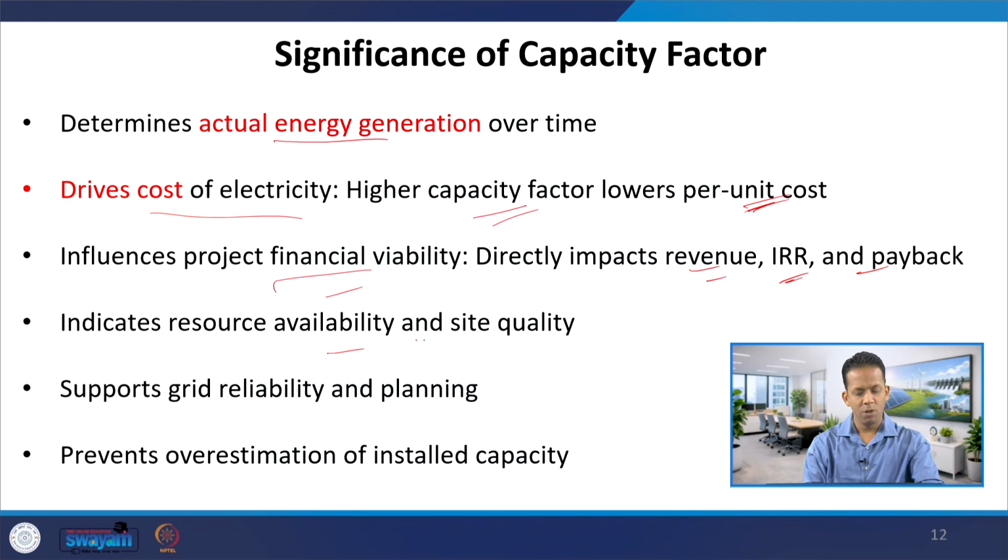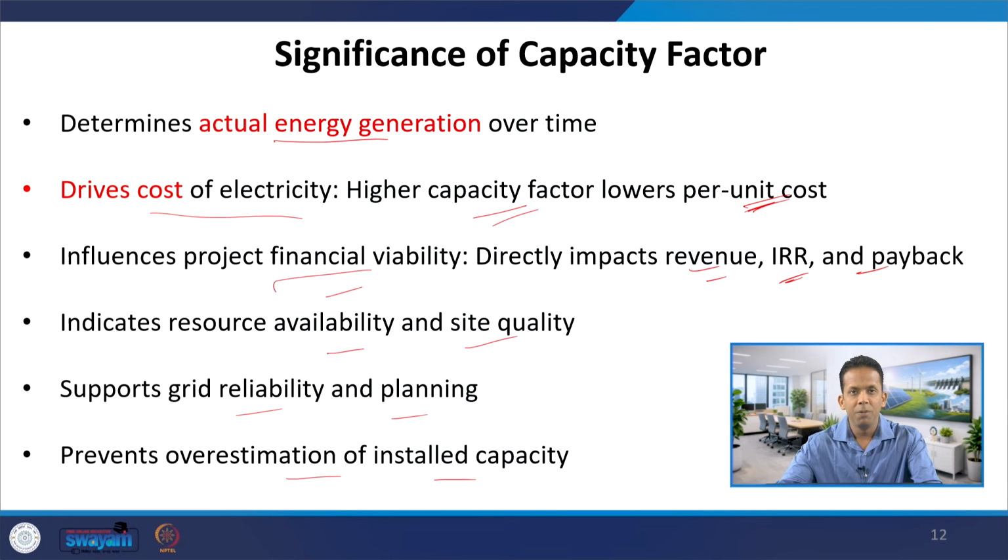It indicates resource availability and site quality. If we have historic data of capacity factors for a plant, then based on the capacity factors, some indications can be made about whether the resource or the fuel is available and what is the quality of the site to produce power. It supports grid reliability and planning, and it prevents overestimation of installed capacity.